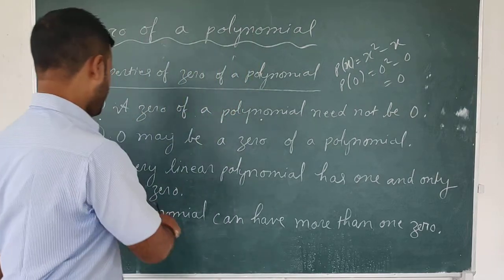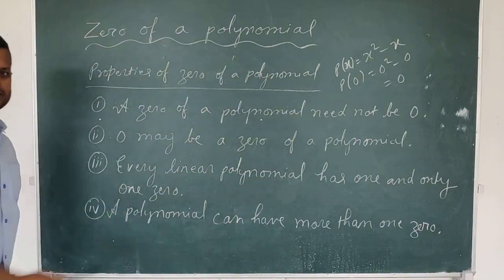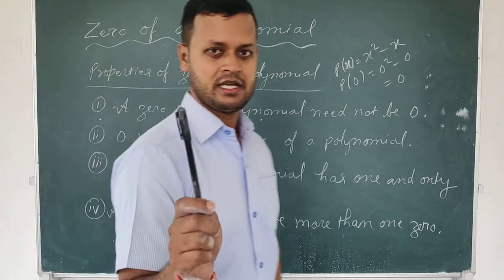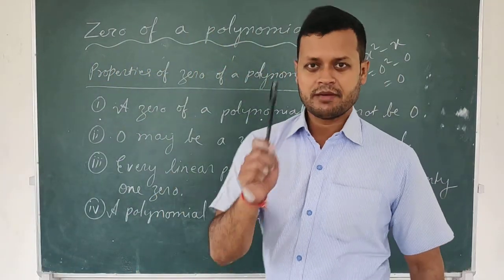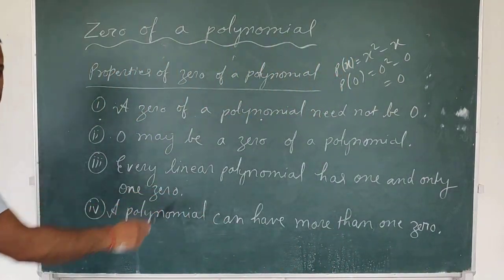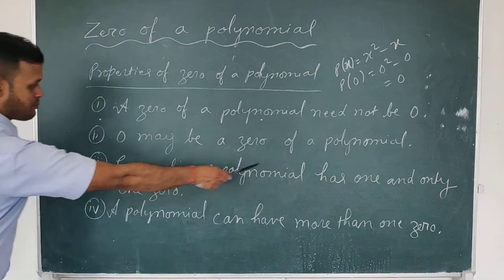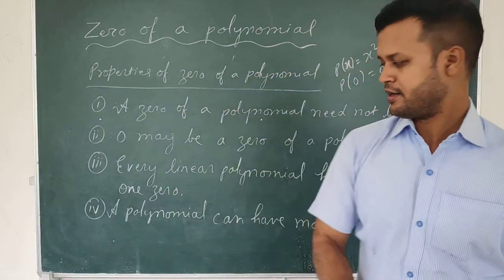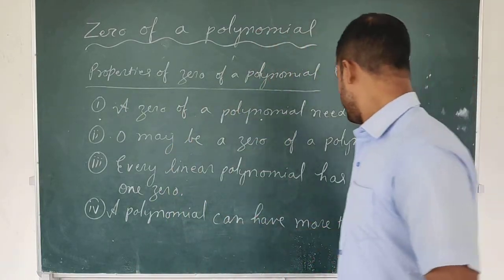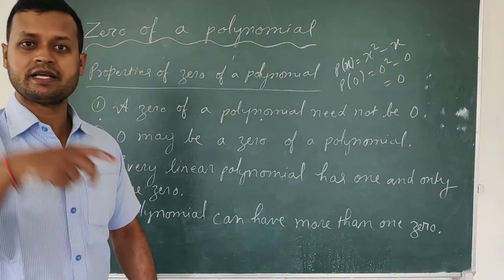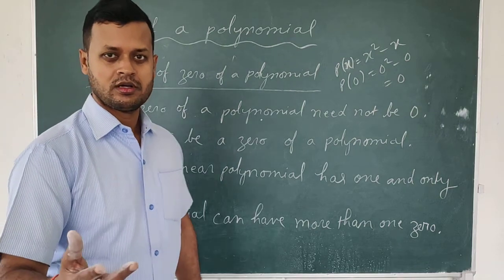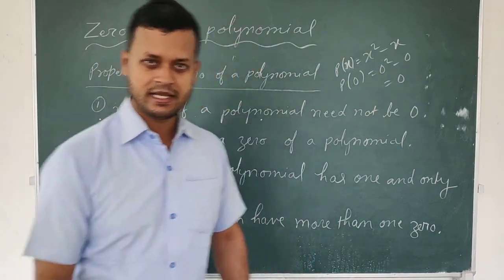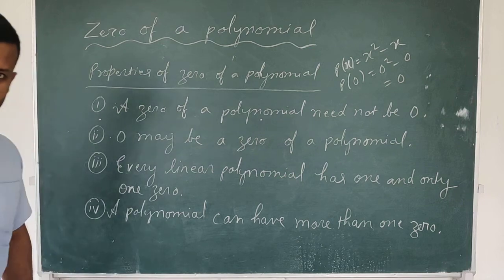Understood? And every linear polynomial has one and only one zero. That means if the degree is 1, the number of zeros will be 1. A polynomial can have more than one zero. That means if the degree is 2, it can have 2 zeros. If the degree is 3, it can have 3 zeros also.